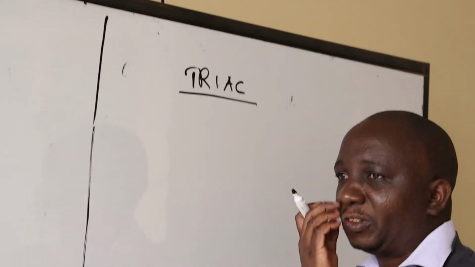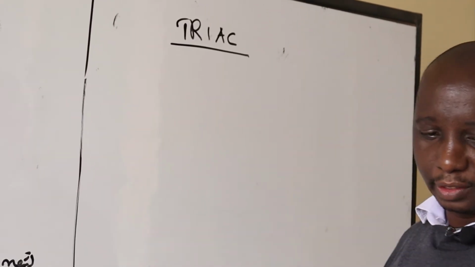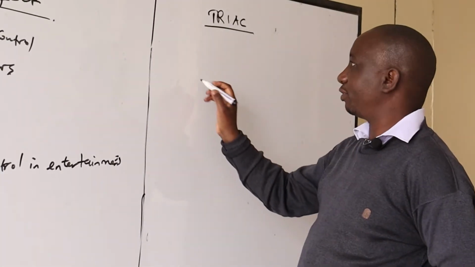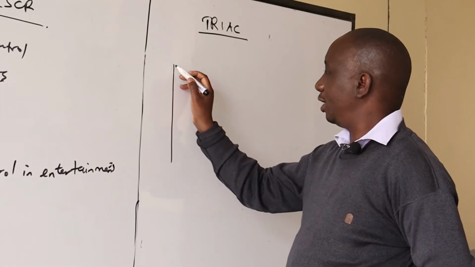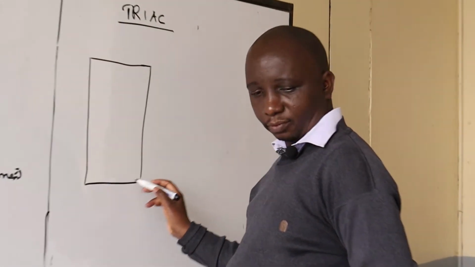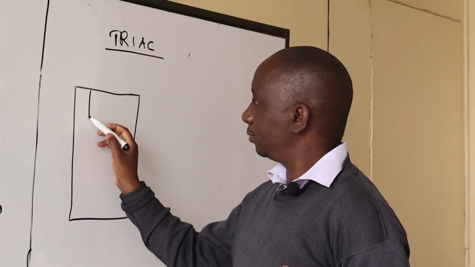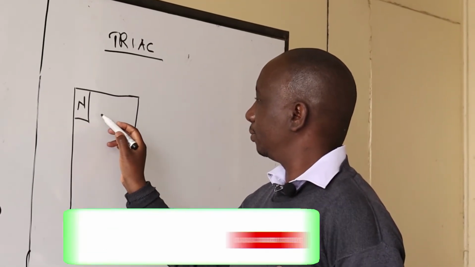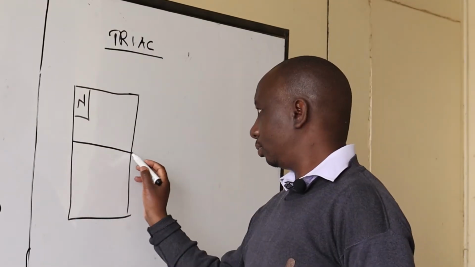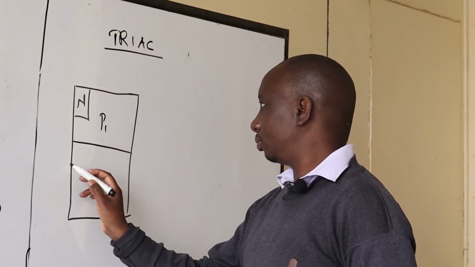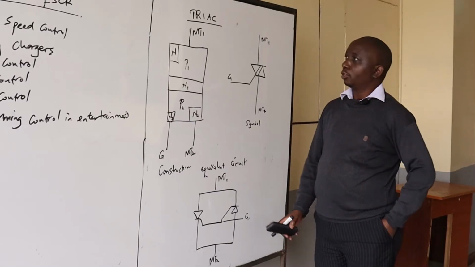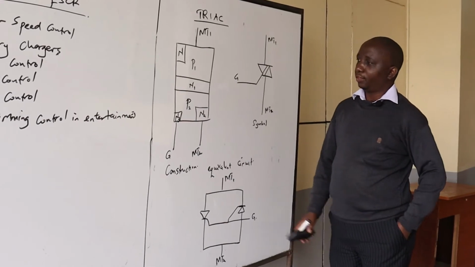So always we have to start with the construction and the symbol and maybe the equivalent circuits. This time I'm going to draw them at once because at least we are familiar with the kind of expectation that we need to have. So this is the track and this is the construction.